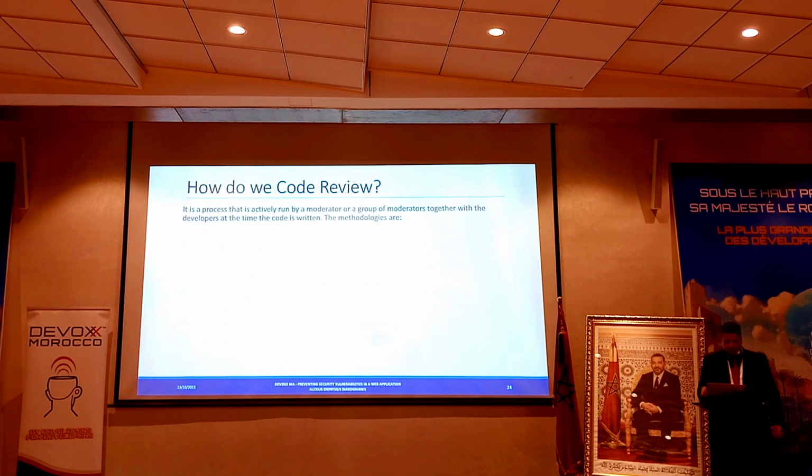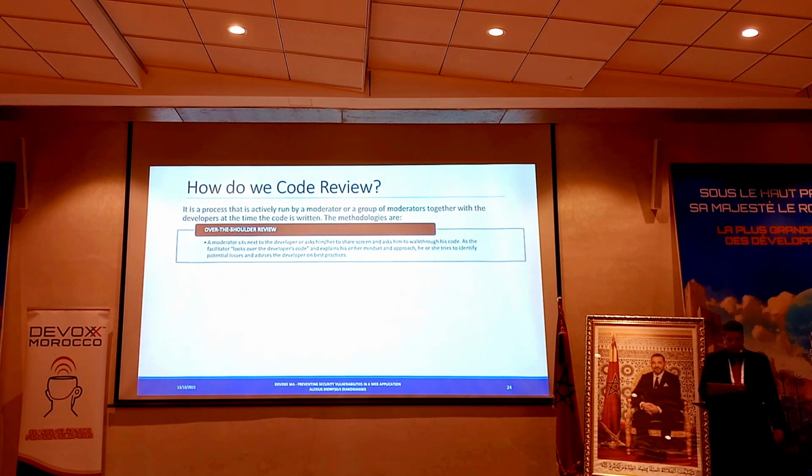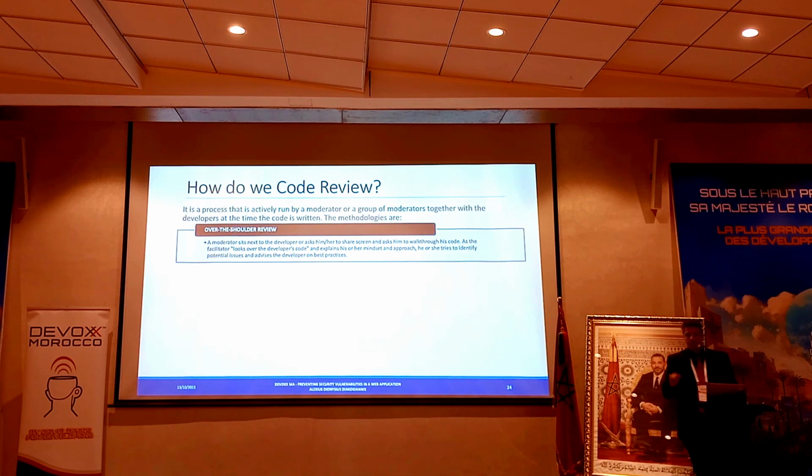Let's move on. Now, how do we code review? First of all, my favorite, over-the-shoulder review. Code review is a process where someone is the moderator and the other one is the facilitator. For me, everyone can be a moderator, even a junior developer. A junior developer can review code and sit beside you and see things that you, with 25 years of experience, might miss.